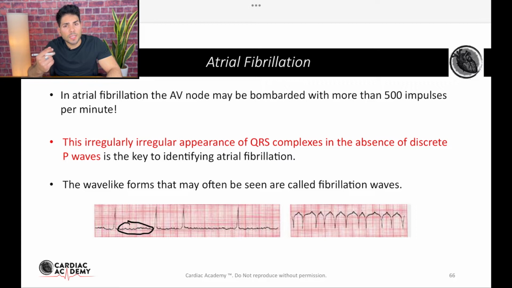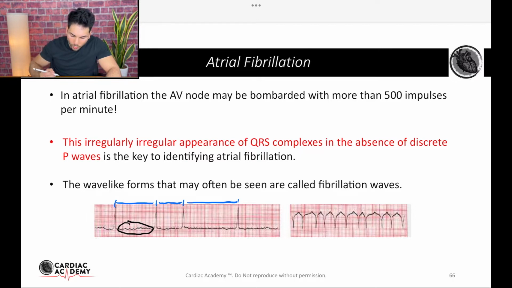That's why we're gonna see an irregular pattern, just like here. You can see how the distance between QRS and QRS varies a lot, and that's because there's no guarantee which of these random depolarizations that are occurring at the atria is going to actually make it through the AV node. So classically on A.Fib, you're going to see it described as an irregular rhythm.